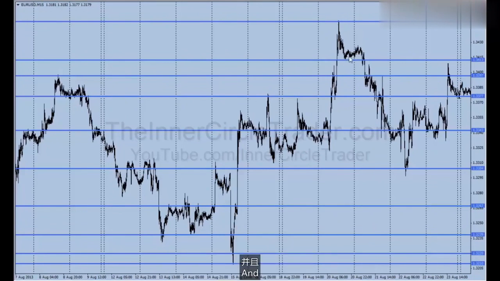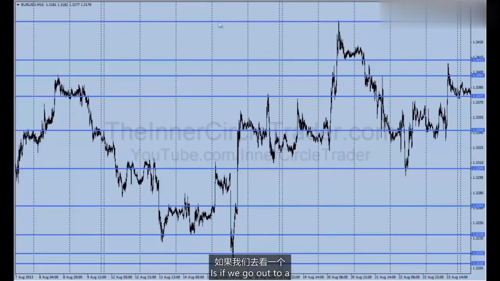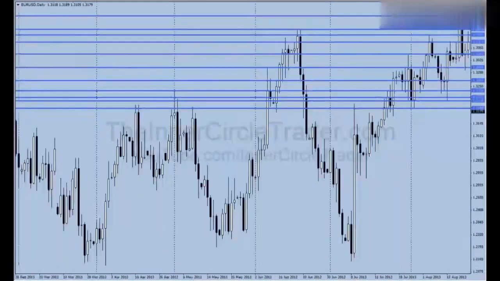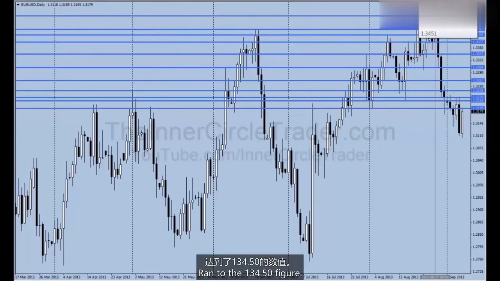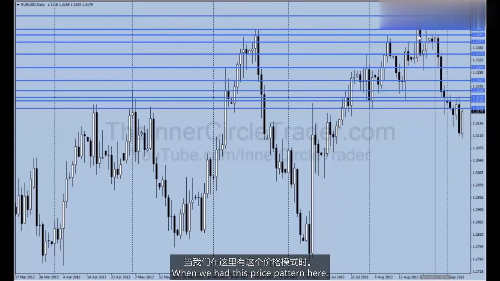Okay, and the reason why price was expected to break down here is if we go out to a daily chart real quick. See this old set of highs back here? Price went just above that, ran to the 134.50 figure, mid-figure rather, and then traded lower. When we had this price pattern here, these are referred to as railroad tracks.